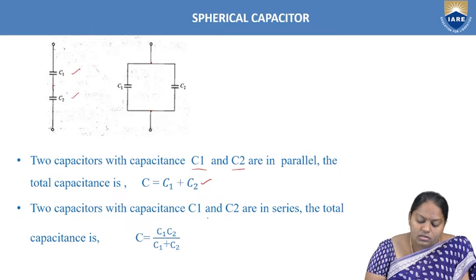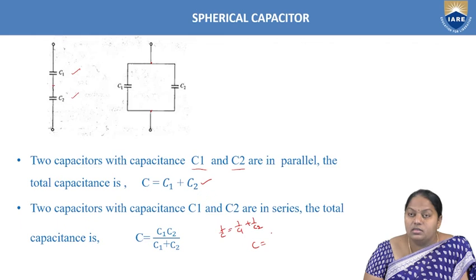And if two capacitors are connected in series, then the total capacitance is obtained as follows. If two capacitances are connected in series, their reciprocals add. Hence 1 by C equal to 1 by C1 plus 1 by C2. Then the equivalent C can be obtained as C1 C2 by C1 plus C2.